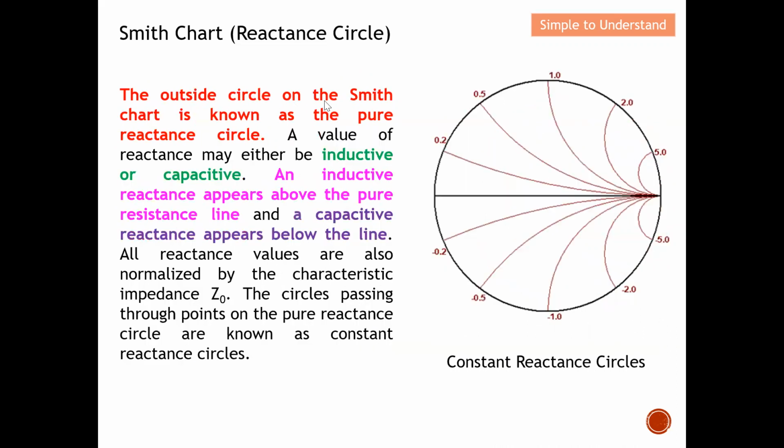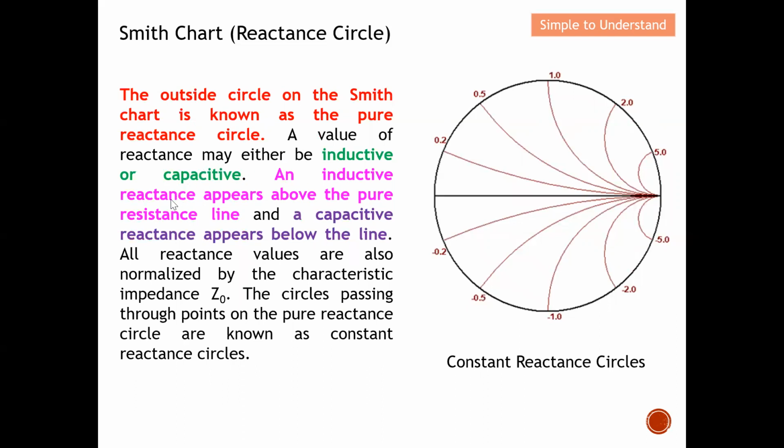The outside circle on the Smith chart is known as the pure reactance circle. You can see over here, these are all what we call the pure reactance circle. A value of reactance may either be inductive or capacitive.